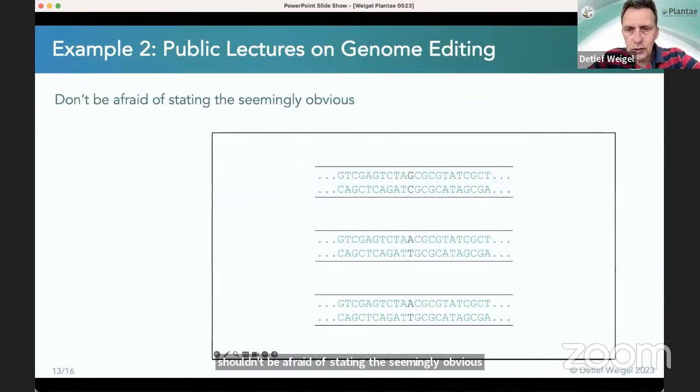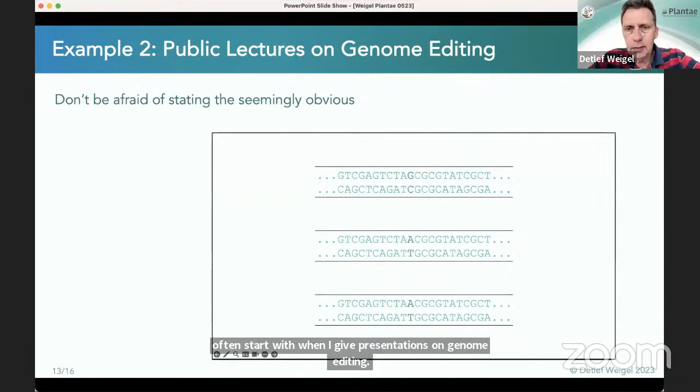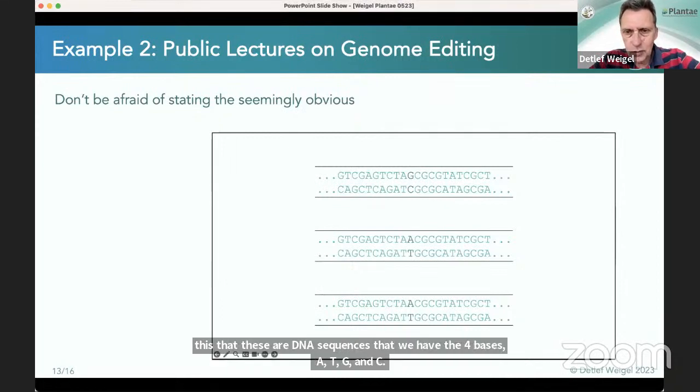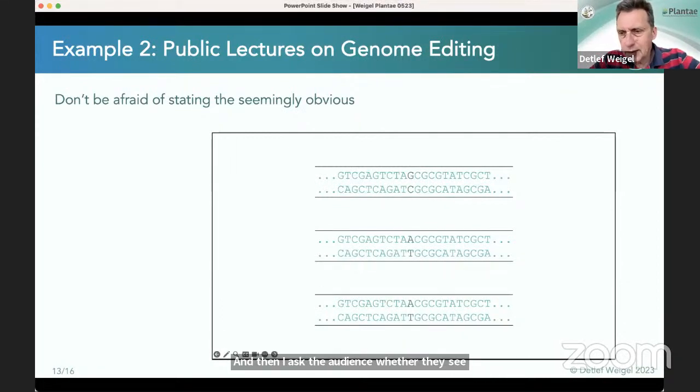So again, this is with genome editing. It's something that I often start with when I give presentations on genome editing, where I show these DNA sequences. So I obviously explain that these are DNA sequences, that we have the 4 bases, A, T, G, and C. And then I ask the audience whether they see differences between the top and the middle, and whether they see differences between the middle and the bottom.